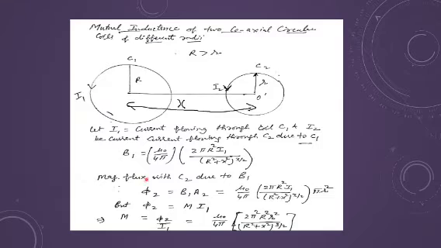Then magnetic flux is given by B1 A2. A2 you should be able to write, that is pi small r square, and this value of B1 is already known to you. Then you compare it with M i1 and you can find the value of M, which is coming out to be mu naught upon 4 pi into 2 pi square r square small r square divided by r square plus x square power 3 by 2. So these types of things you should be able to work out by using your previous knowledge.